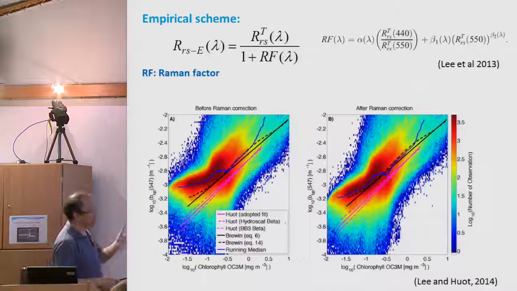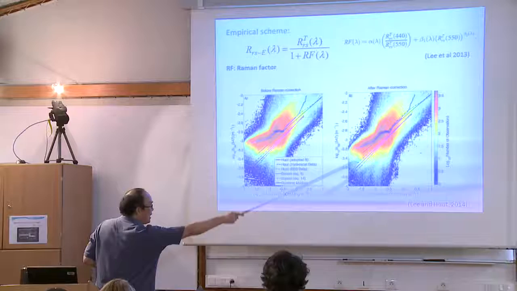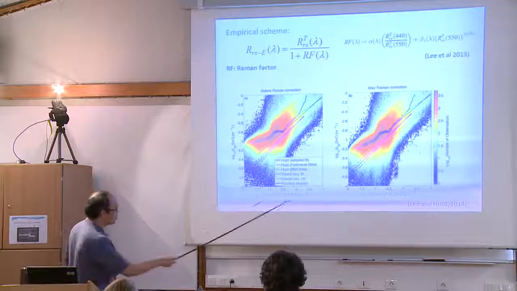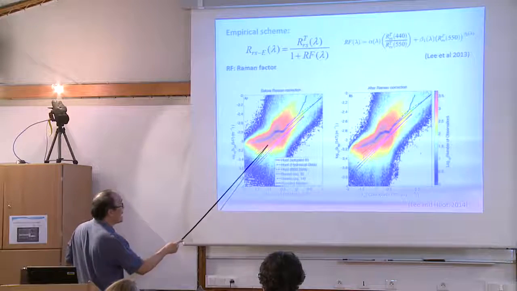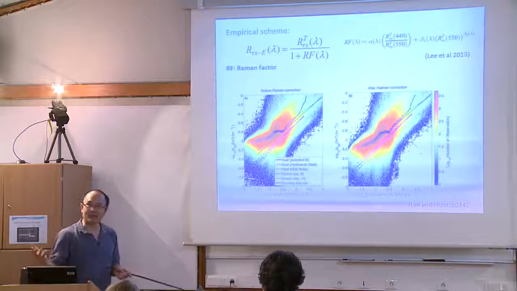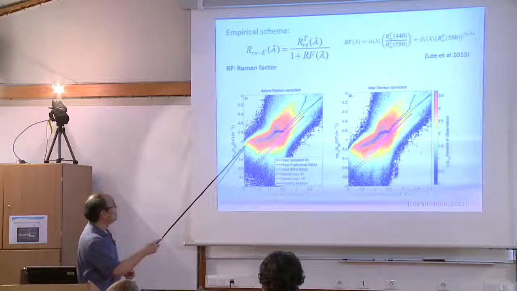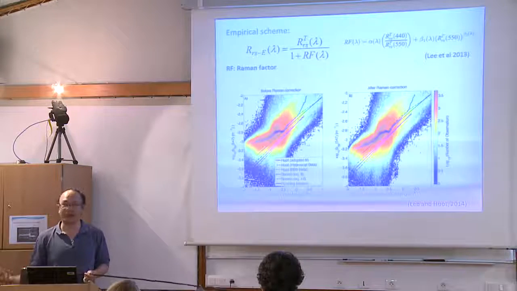Here is a kind of demonstration of the with and without Raman corrections. This is without Raman correction. This is after Raman correction for the oceanic waters, open oceans. This is log of chlorophyll. This is log of BBP from MODIS. This black is a measured relationship between BB and chlorophyll. These colors are derived BBP and chlorophyll from MODIS.